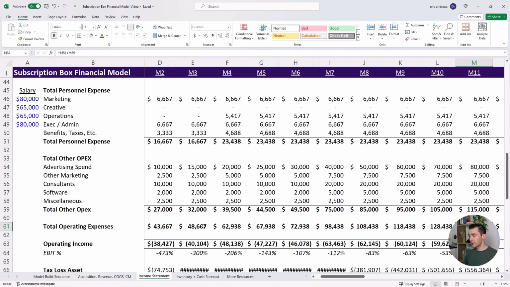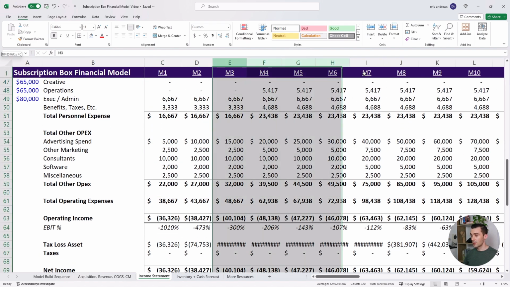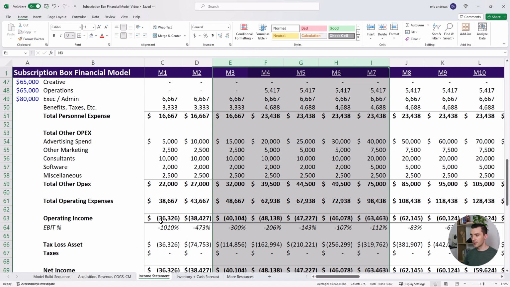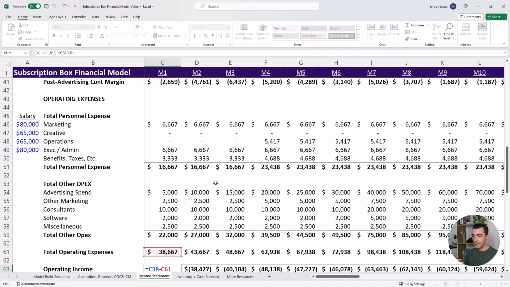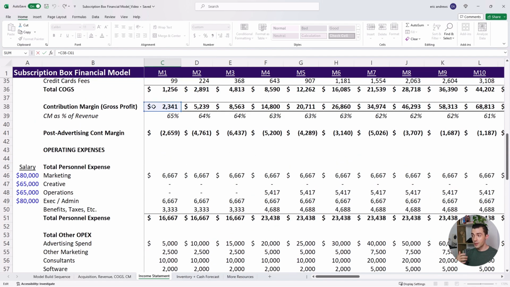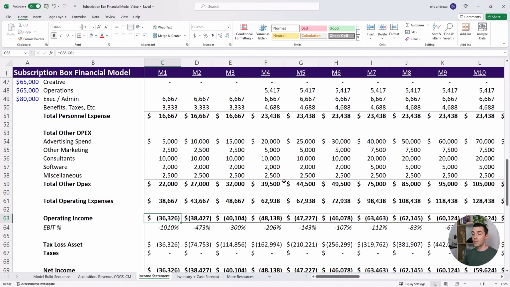And what we're really focused on here is our operating income. So let me expand these columns just a little bit so we can see the numbers. So operating income is your gross profit, aka gross margin, aka contribution margin. They all mean the same thing, basically, minus your operating expenses. So we have our contribution margin, 2,300, minus 38,000 of operating expenses. Okay, so we lost 36,000 in terms of operating income.